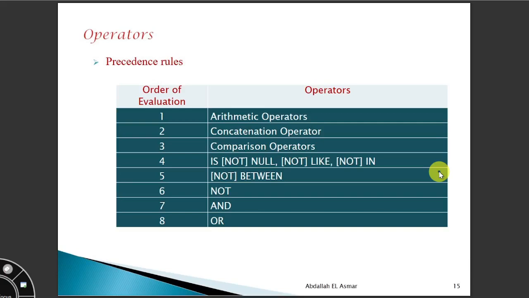Here is the order of evaluation. Arithmetic operators first, concatenation second, then comparison: is null or is not null, like or not like, in or not in, all of them at the same level. So you can start with any of these as you want. Then not between or between, the same, then not, and, or. Or is the final one.